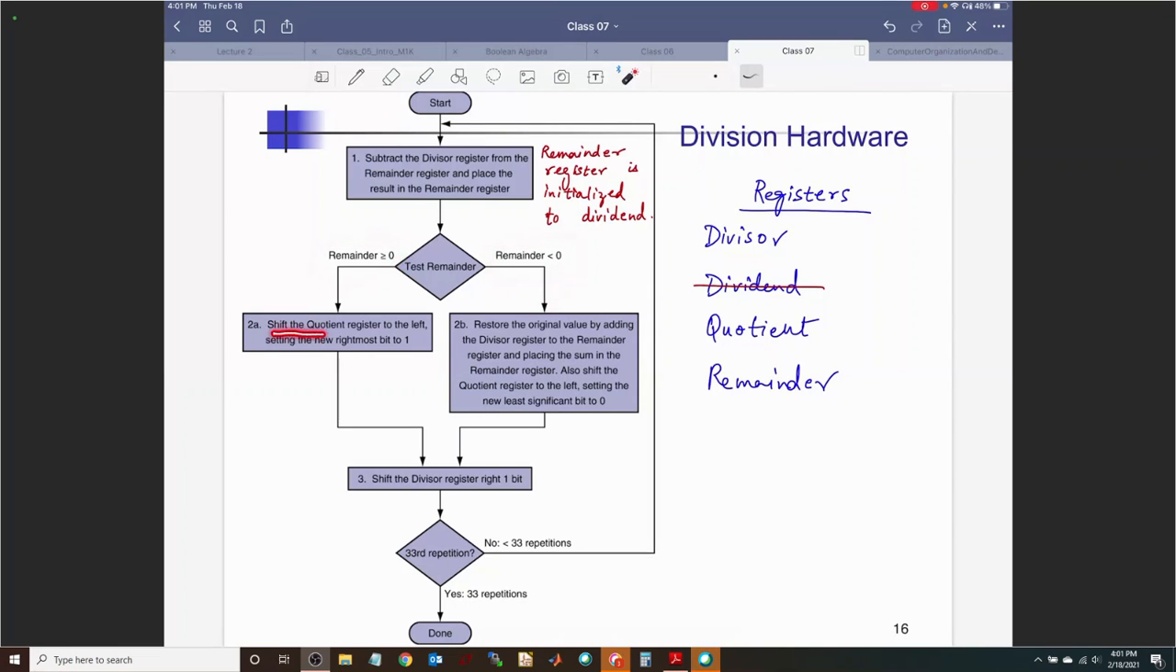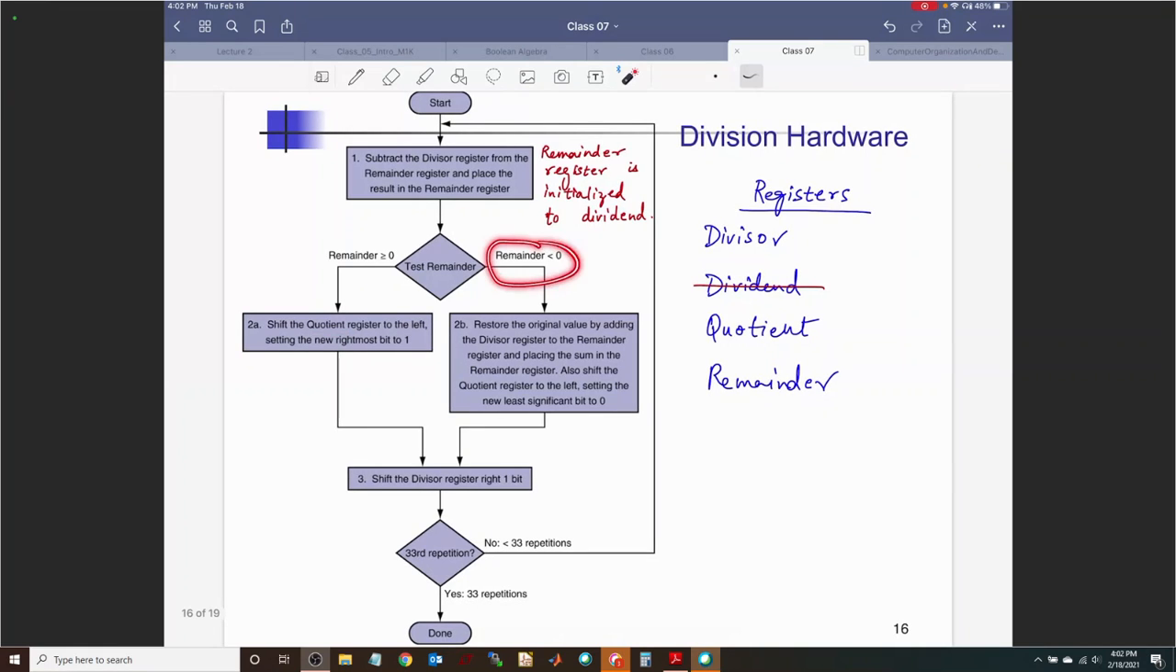You shift the quotient register to the left, setting the new rightmost bit to 1. So the quotient register is moving to the left. You can initialize it to be all zeros. You move things to the left and the new place it creates, you can fill up with a 1.